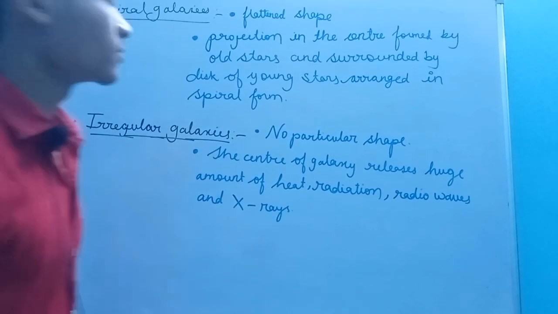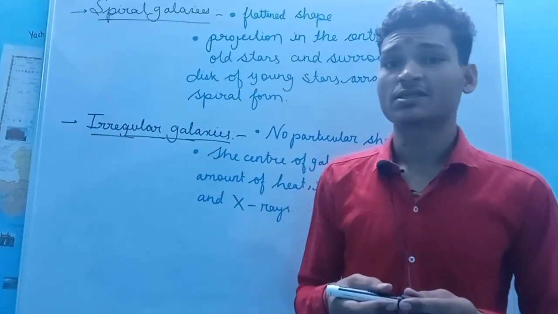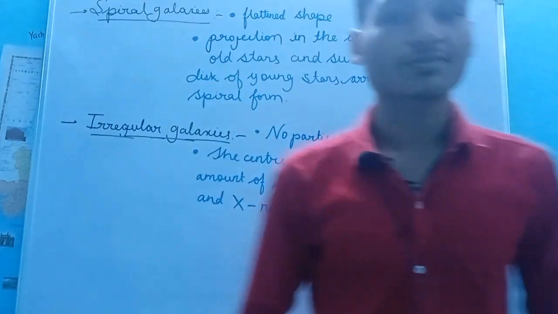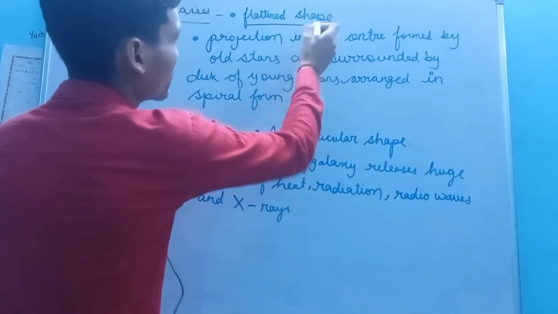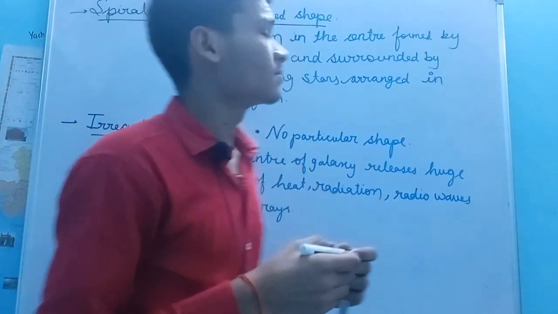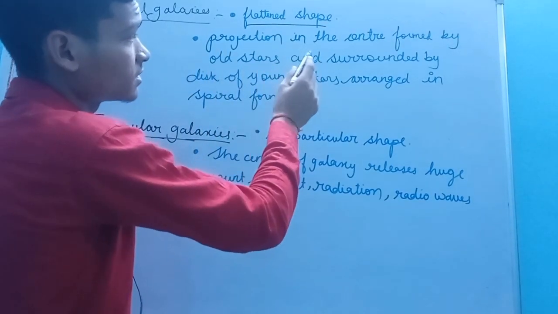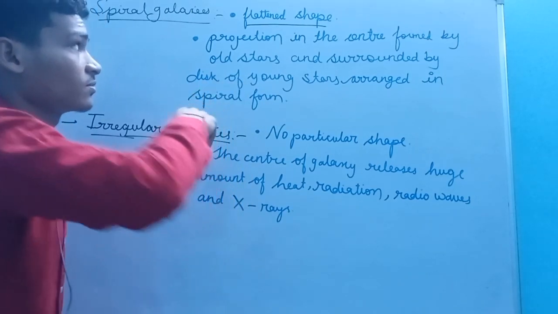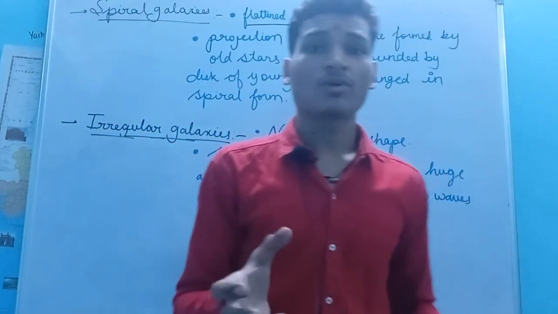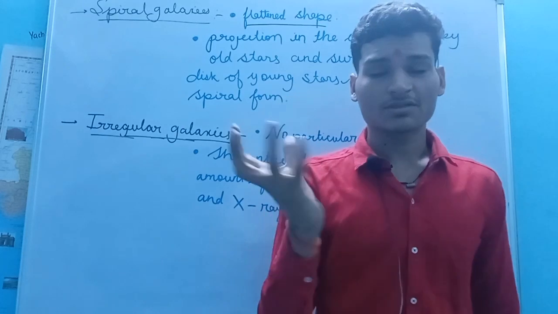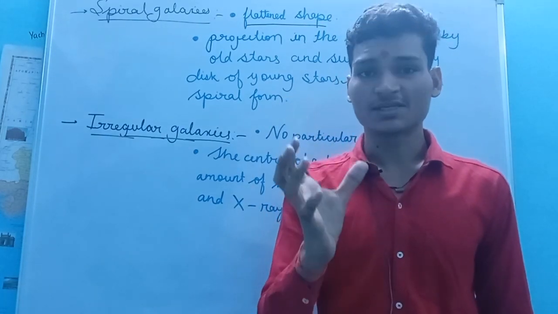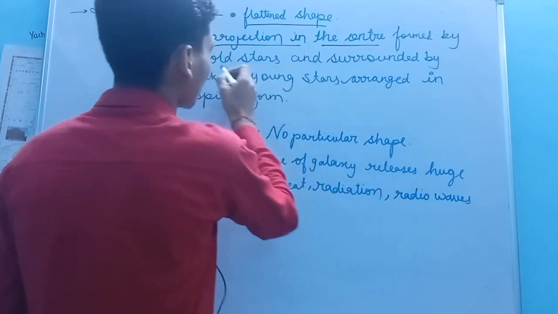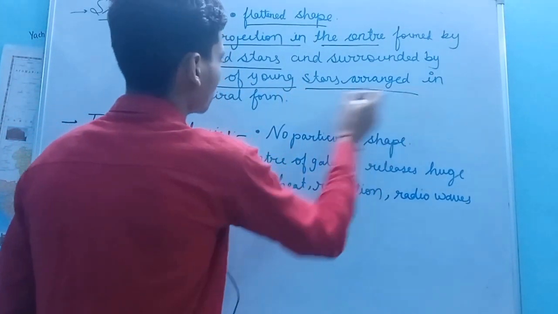Now we will discuss the other two types of galaxies. The first one is spiral galaxies and the second one is irregular galaxies. So what are spiral galaxies? Spiral galaxies are of flattened shape. Another point is that they have a projection in the center formed by old stars and surrounded by a disk of young stars arranged in spiral form.